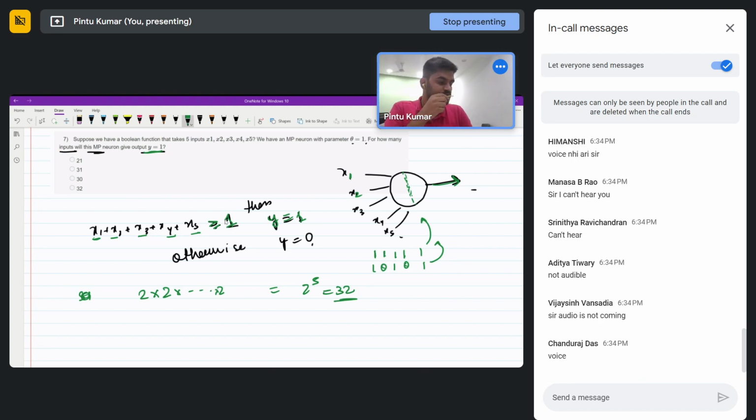Am I audible now? Yes. Okay, I'll change my earphone for the next time probably. Right now I don't have any other, but I'll change this for the next time.